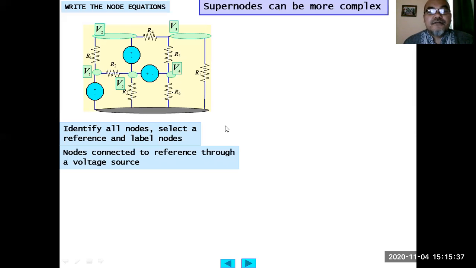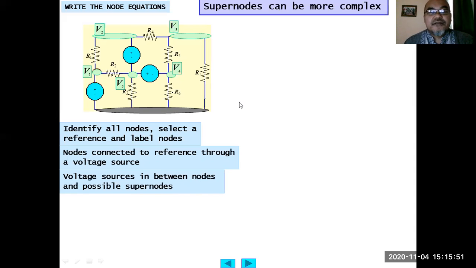Then look for nodes connected to the reference through a voltage source. So here we have this one, V1, which is connected by an independent voltage source. Then we identify the voltage sources in between the nodes and the possible supernode. So here could be a possible supernode, because between V4 and V5 there's a voltage source, and we can put one big node encircling this source and use nodal analysis using that supernode.